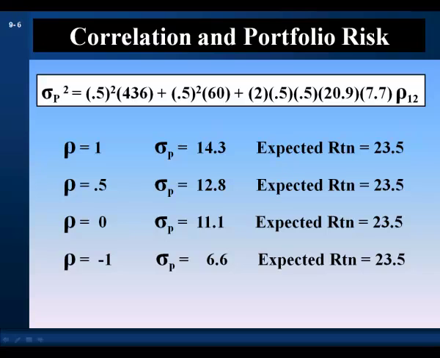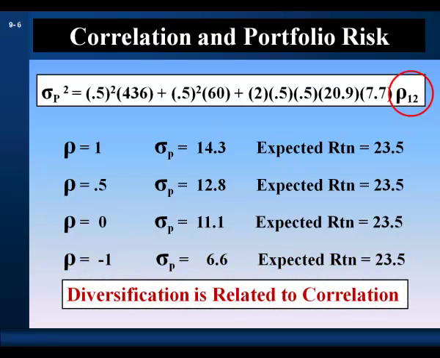Given our calculation for the variance of the portfolio consisting of security A and security B, we're going to change the value of the correlation coefficient while keeping everything else constant, and observe the resulting change in portfolio risk. We vary the coefficient between positive 1, perfect positive correlation, and negative 1, perfect negative correlation. Observe what happens to the portfolio's standard deviation as we lower the correlation coefficient. Standard deviation declines.